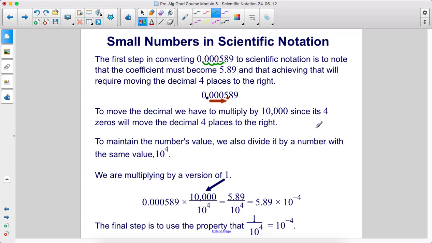To maintain the number's value, we also divide it by a number with the same value, 10 to the 4th. So therefore, we're multiplying by 1, but 1 is going to be 10,000 divided by 10 to the 4th, right? Because these are the same. So when you do that, this very tiny number all of a sudden has become a large number, but to make up for that, you have to include the times 10 to the negative 4th. Once you have that in there, then this number here is equivalent to this number over here.